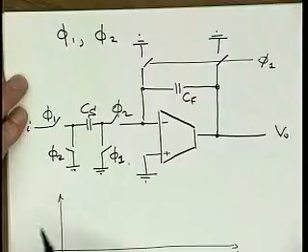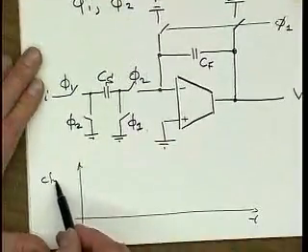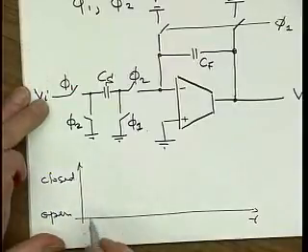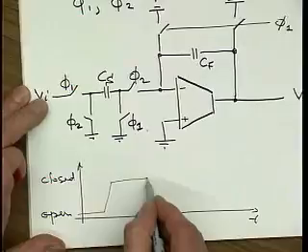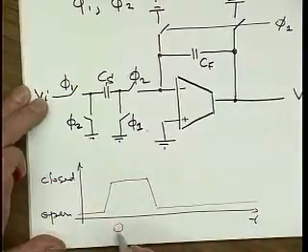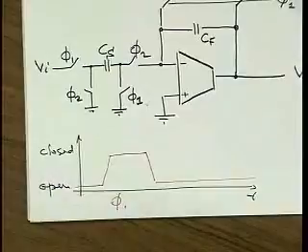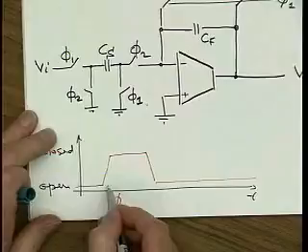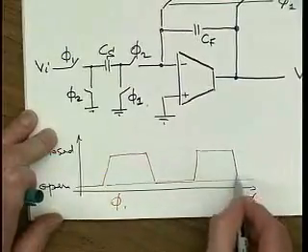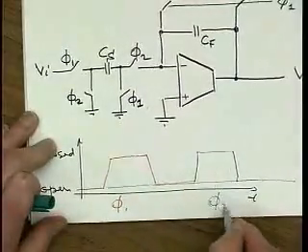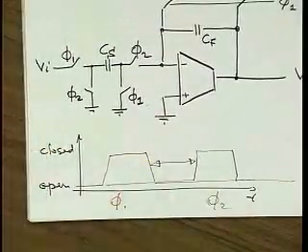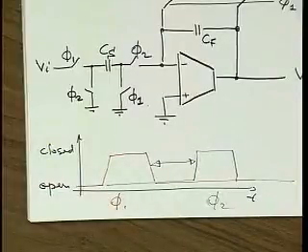This would be time, and this is closed, and this is open. And this is phase 1. And then we also have phase 2. This is phase 2. And non-overlapping simply means that there is a non-zero delay between phases 1 and 2 where none of the switches are closed.